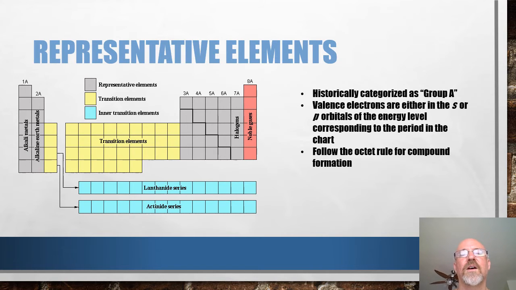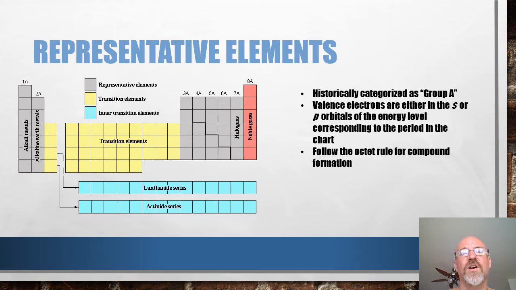Another organizational way to look at the chart: the elements in gray in this diagram are considered representative elements. They play by the rule of 8. They follow something called the octet rule, because the electrons in their outermost shell, their valence shell, are filling the s and the p orbitals. And so between the s and the p orbitals, you have spots for 8 electrons.